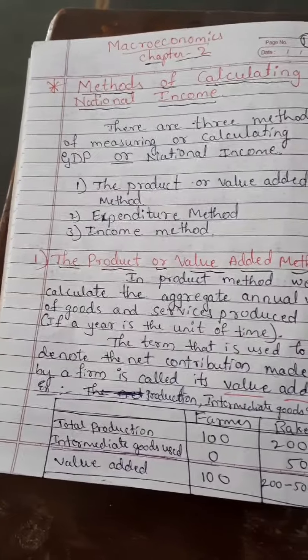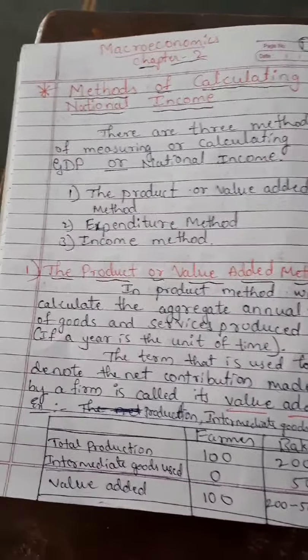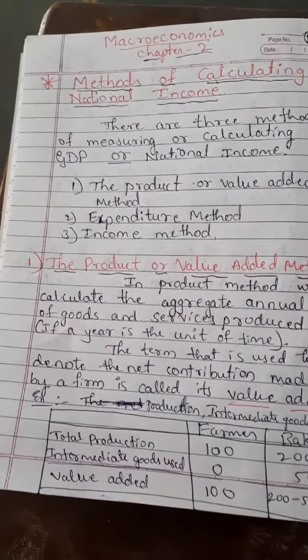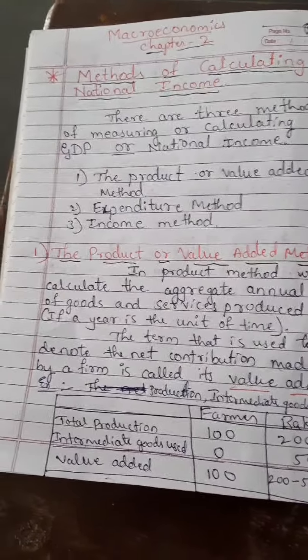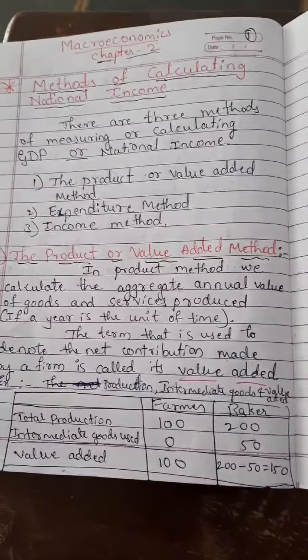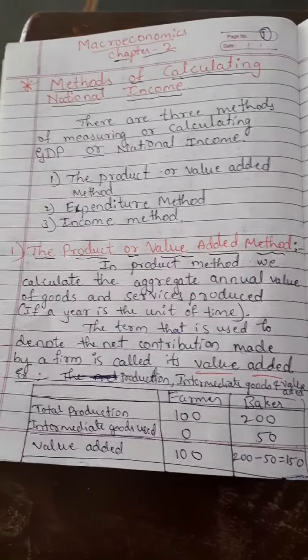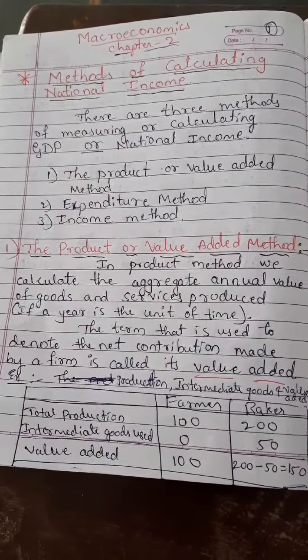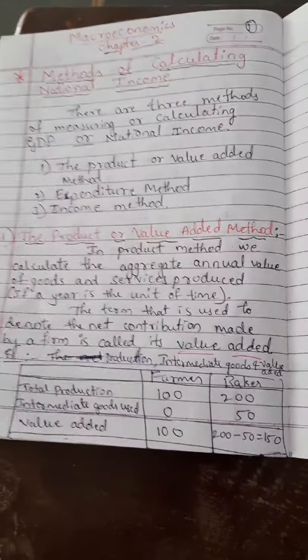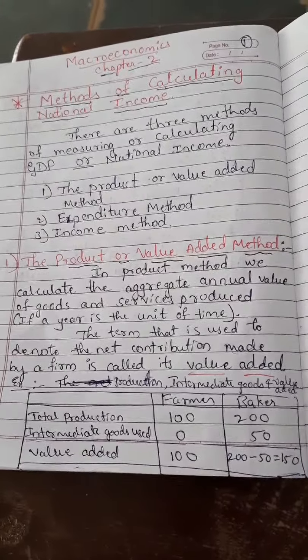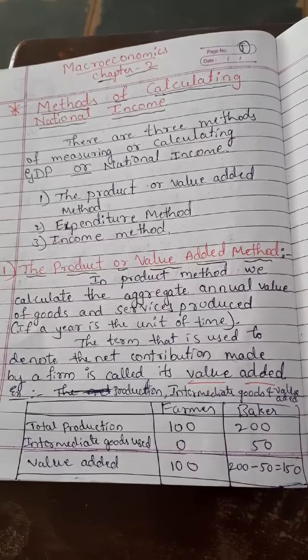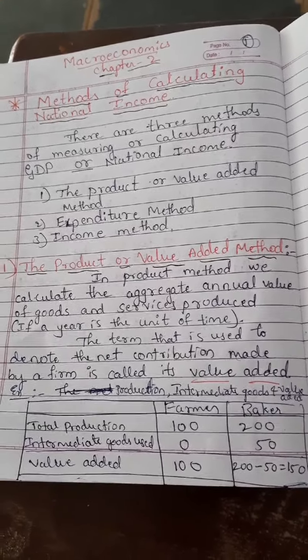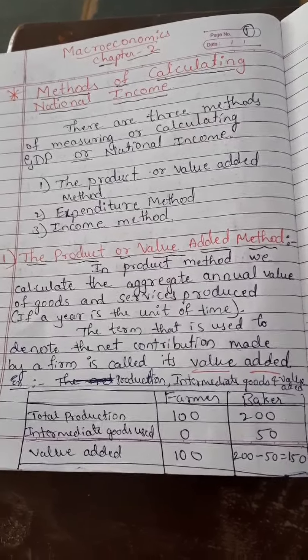In this video we are going to discuss the three methods of calculation of national income or GDP. There are three methods of measuring or calculating GDP or national income. It is very important. Whichever method we use, the calculation will come out the same. The first one is the product method or value added method, the second is the expenditure method, and the third is the income method.